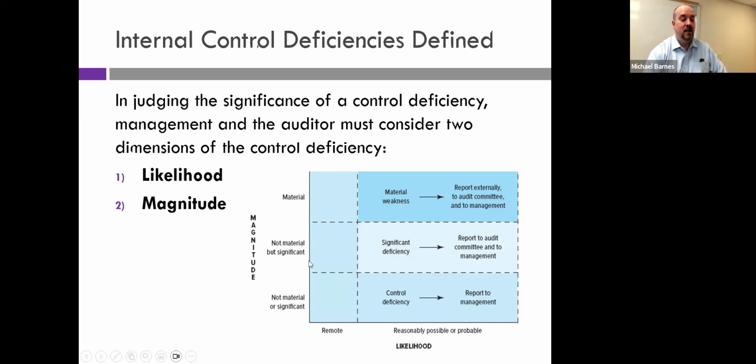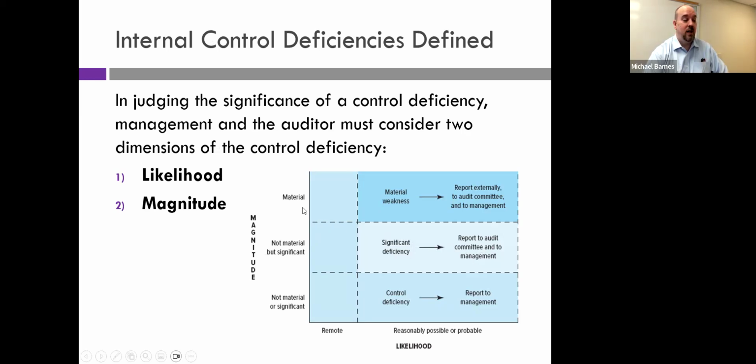Then we say, if it's significant but not yet material, so it's big enough that it's possible to cause a significant misstatement, but only going to be material if it's left unchecked for a long period of time, that's a significant deficiency. With a significant deficiency, we report to the audit committee and to management. So we're going to tell management, and we're also going to tell the audit committee, that there's a significant deficiency that they should be aware of.